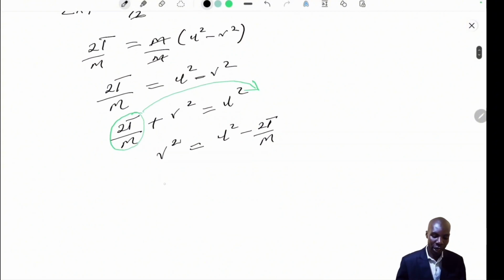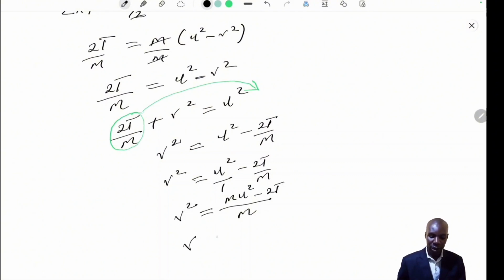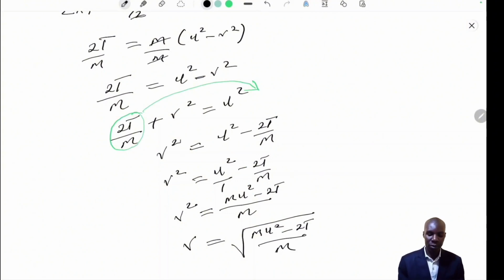So what I now have is v squared equals u squared minus 2t over m, which I can get the LCM on the right hand side. I'll say it is m. So 1 goes into m times u squared. You'll have mu squared minus 2t should give us v squared. So v alone is the square root of mu squared minus 2t over m, and that we have made v the subject of the formula.